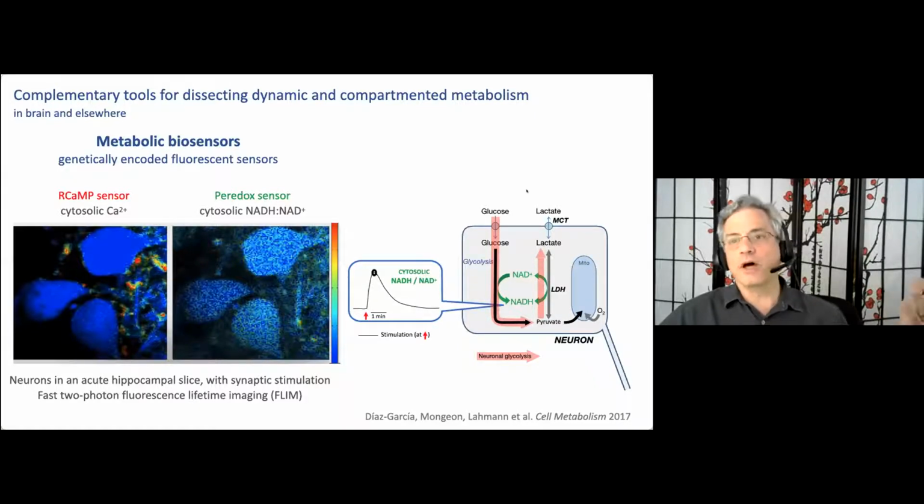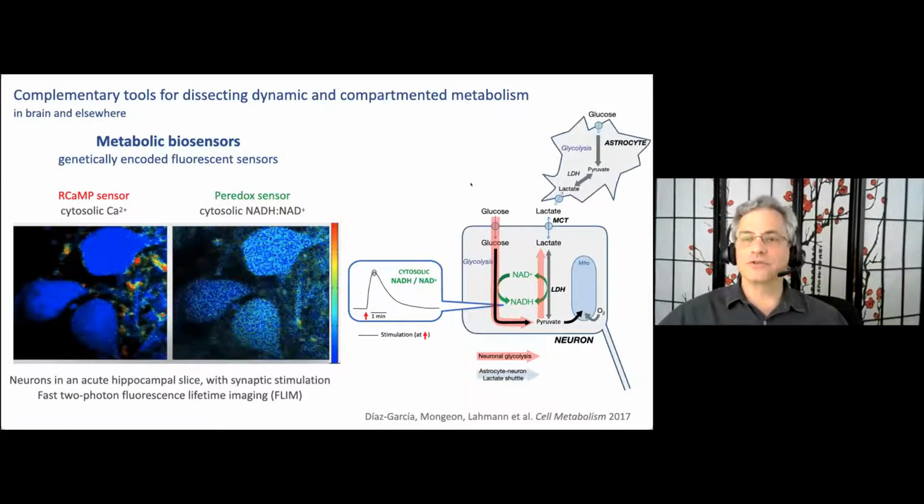But another that Jared mentioned earlier is this idea of an astrocyte neuron lactate shuttle, which has been very popular over the past 25 years. And that idea is that astrocytes have their glycolysis stimulated, they produce lactate, export it to neurons, which then use it as fuel. So this NADH response in the cytosol of neurons could come from either of these things.